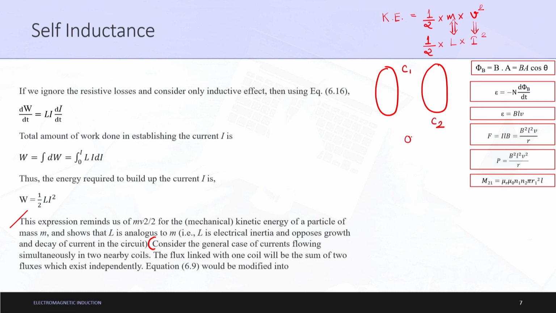Either this way or coaxially. Consider the general case of currents flowing simultaneously in two nearby coils.